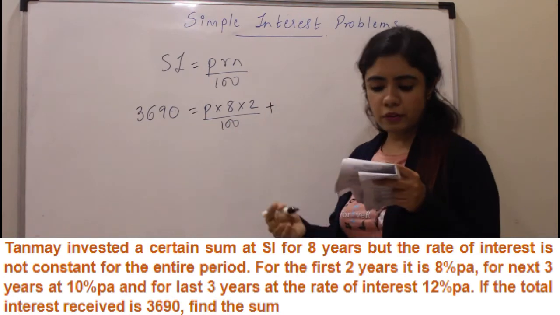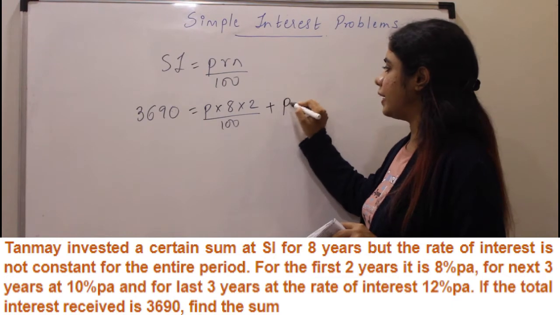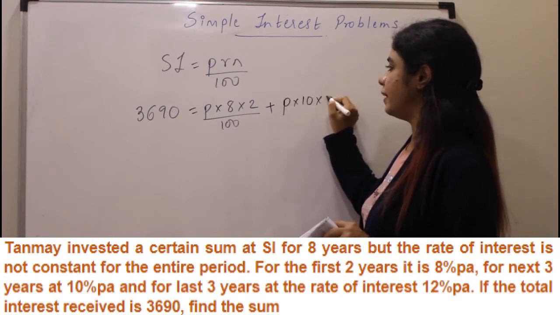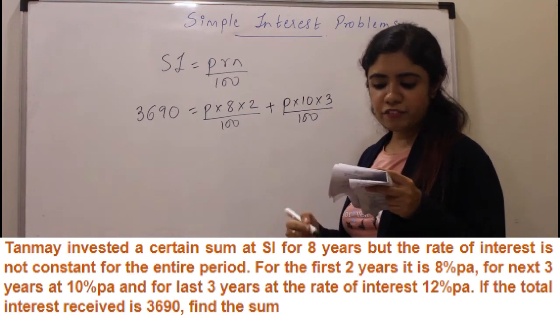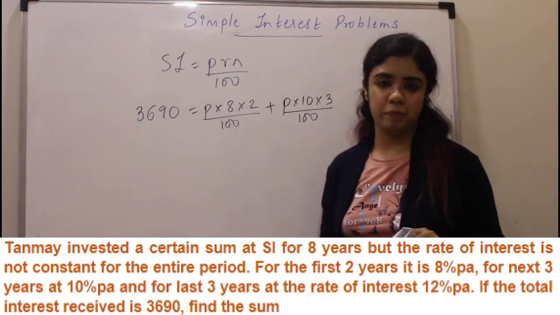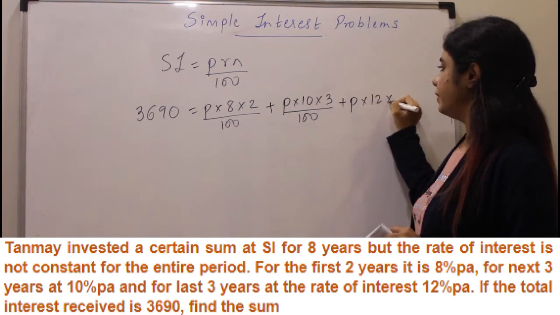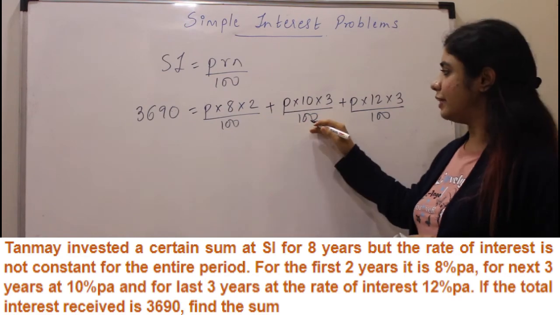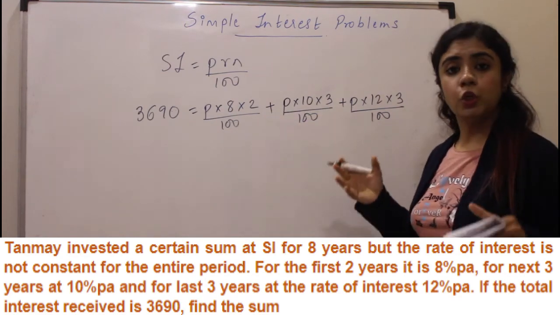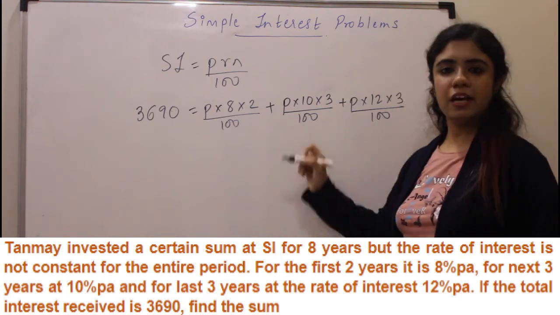प्लस नाउ दे आर सेइंग फॉर द नेक्स्ट 3 इयर्स इट इज 10%. So P into your rate is 10% for 3 years upon 100. Correct? And for the last 3 years it is 12%. So they are saying it is P 12% 3 years upon 100. So first 2 years, then 3 years, then 3 years. Total interest is 3690. अभी इन सब में से मैं क्या कर सकती हूँ?